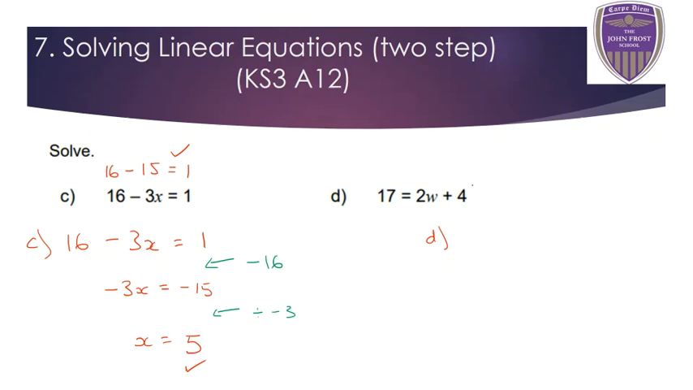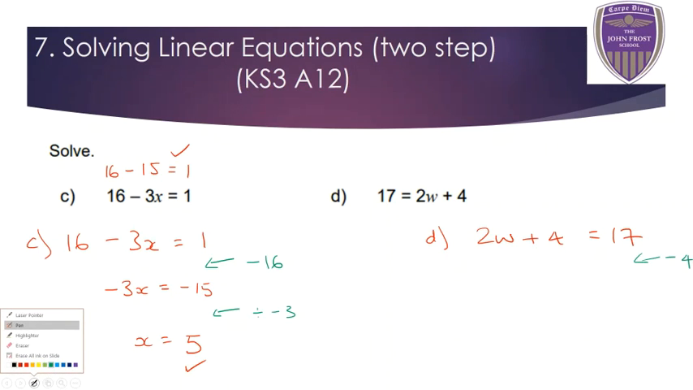And then next one, I'm just going to rewrite this one the other way around because I prefer what I'm solving to be on this side. Look, so I'm going to do 2w plus 4 equals 17. And then we'll just follow exactly the same steps as before. So it's the plus 4 that I want to lose first of all. So that becomes a negative. So I get 2w equals 17 minus 4. Well, 17 minus 4 is 13, isn't it? So 2w equals 13.